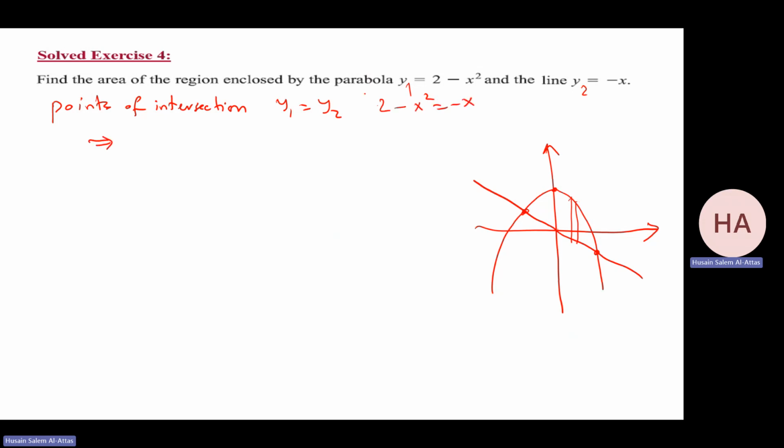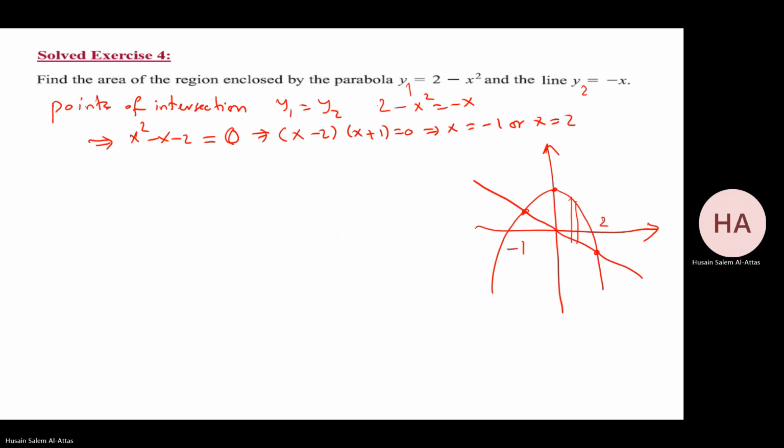I'm getting what? x squared minus x minus 2 equal to 0. So I have (x minus 2)(x plus 1) equal to 0. So I have x equal minus 1 or x equal 2. So this point is minus 1, and this point is 2. So I have my area, will be the integral from minus 1 to 2, the upper, which is the parabola, minus the lower, which is minus x, dx.